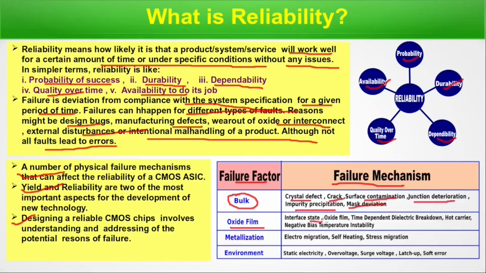Interface state, quality of oxide film, time-dependent dielectric breakdown, hot carrier, negative bias temperature instability. These are the issues related to oxide film. Now metallization. After oxide is deposited, then metallization is done. For metal, electromigration, self-heating, stress migration, these are three mechanisms which lead to failure. And there are some environmental factors also, like static electricity, over voltage, surge voltage, latchup, soft error.